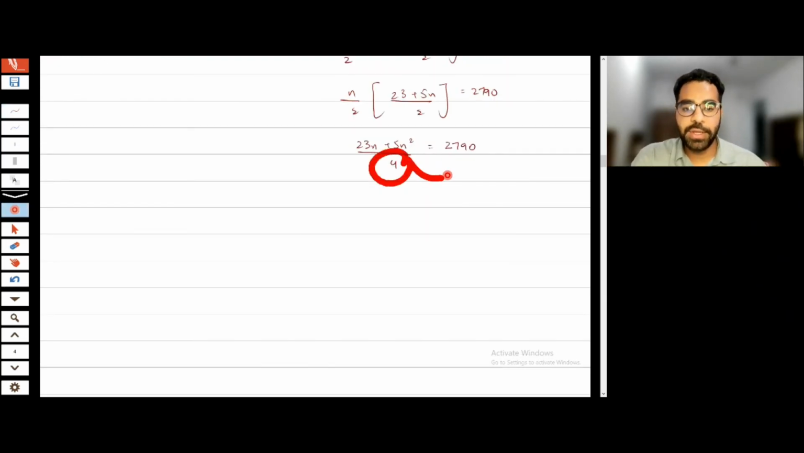Now this 4 will get multiplied on the other side. I'm going to get 5n squared plus 23n equals 2790 into 4, and that gives me 11160. In order to solve this quadratic equation, I need to have 0 on one side. So I get 5n squared plus 23n minus 11160 equals 0.